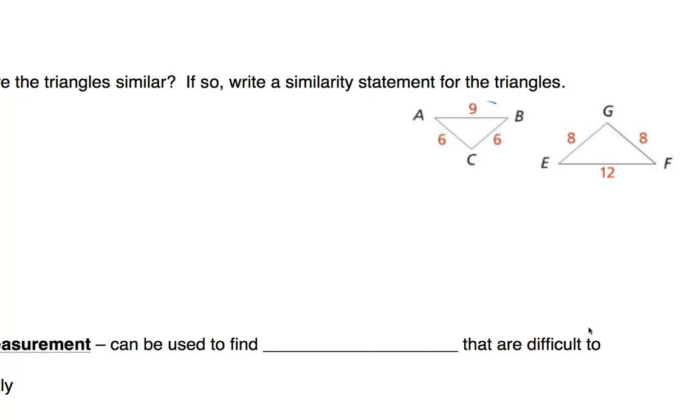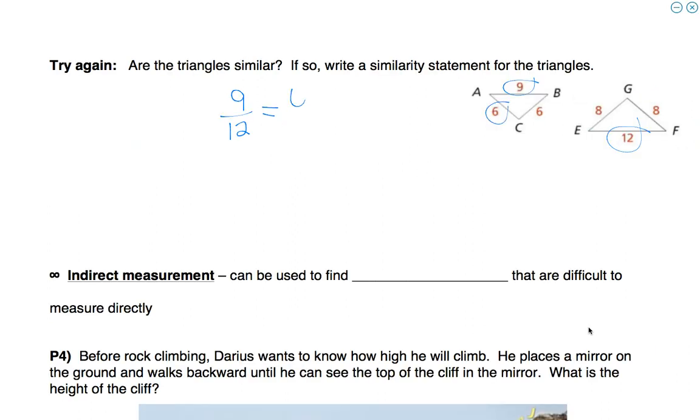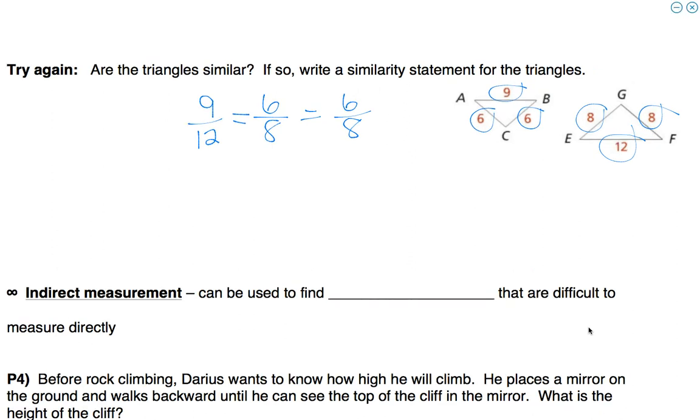All right, we have the longest one here. We have 9 over 12, and we're hoping that's equal to 6 over 8 and 6 over 8. So this is 3 over 4, so 3/4, 3/4, 3/4. Don't assume that it's going to work out.